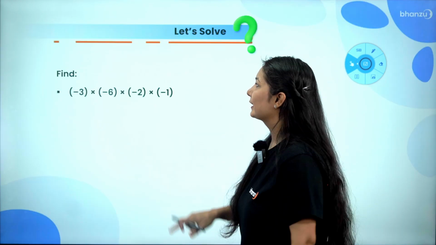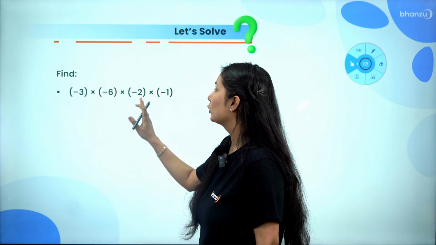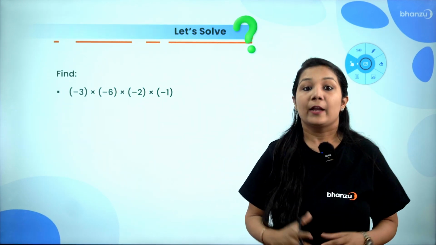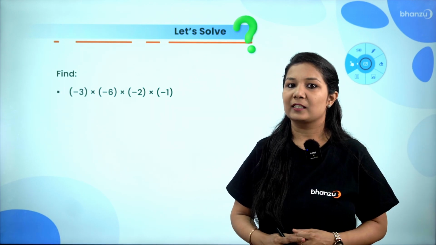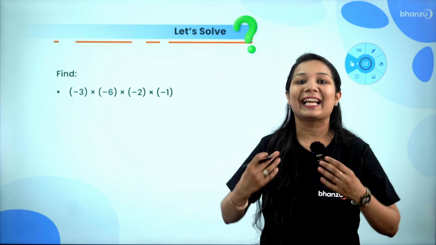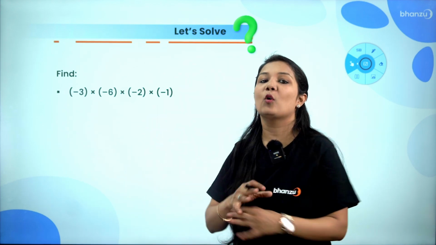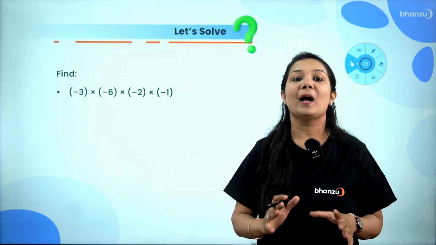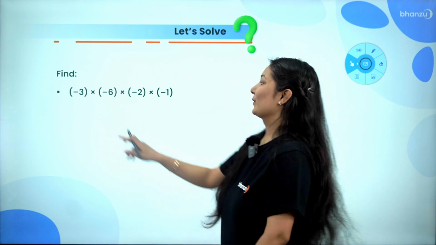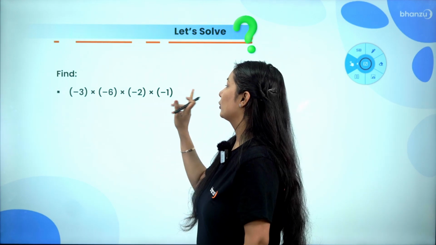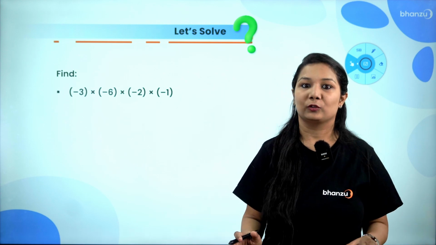Moving to the next example for the day: find -3 into -6 into -2 into -1. What will happen in this case? We had talked about many properties. First of all, always identify the operation. Are we talking about addition over here? No. Subtraction? No. Multiplication? Yes. There you go. So -3, -6, -2 and -1 have to be multiplied, all the integers out there, right?